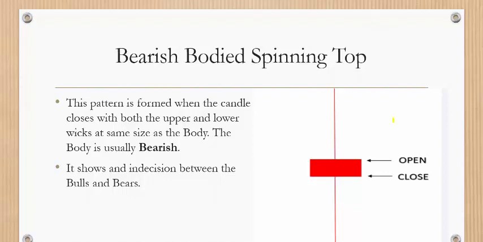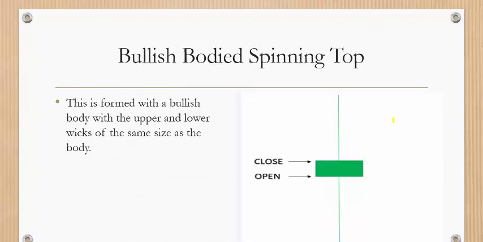All right, so it looks like those spinning tops, like those things you just take in your hand and spin, and it goes like that. So this pattern is formed when the candle closes with both the upper and the lower wicks at the same size as the body. So the body is usually bearish. Now with this, I'm going somewhere, because that's the point where we're going to stop this class for today. We're just going to talk about one particular candlestick pattern that will help you trade to profit.